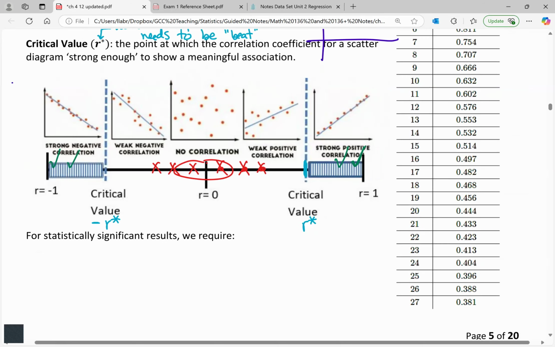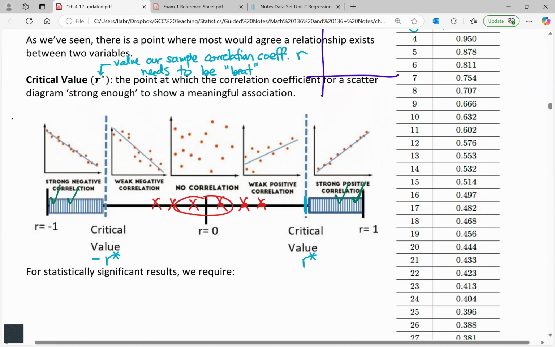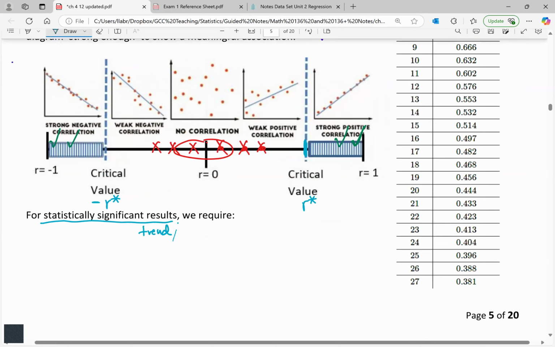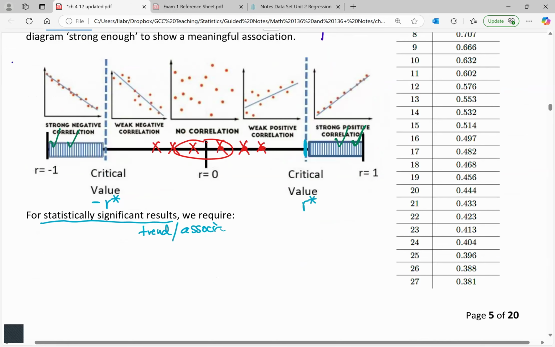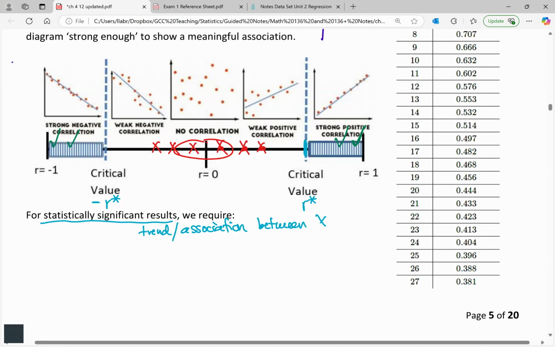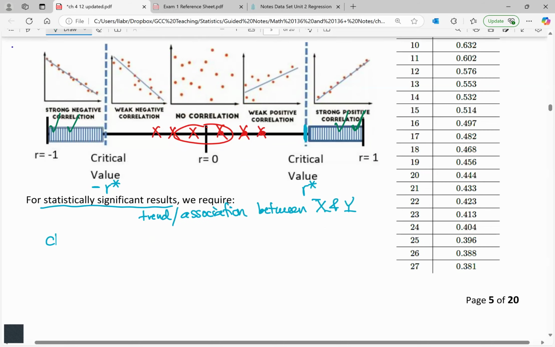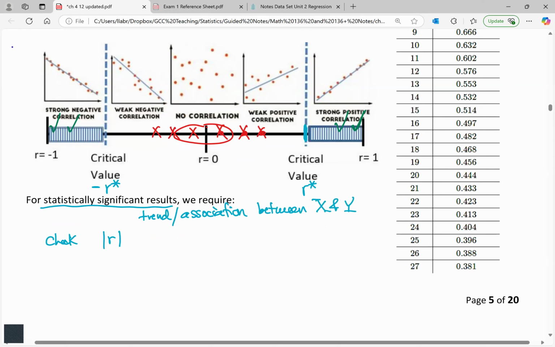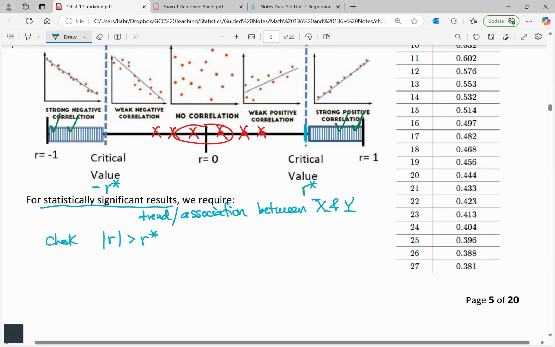So here's the last point that I'm going to make. To show that there's a statistically significant pattern, in other words, a statistically significant trend or association between our selected variables, X and Y, because I believe that there's a reason, we're going to go ahead and just check whether our correlation coefficient is closer to 1 than the critical value. And this should make sense because you're ignoring the sign.